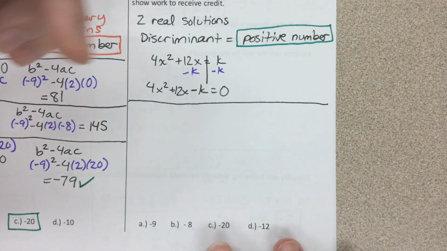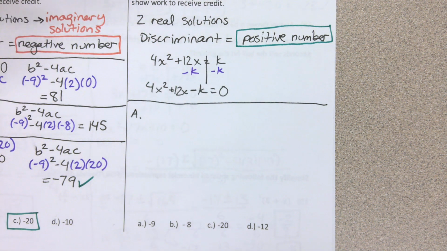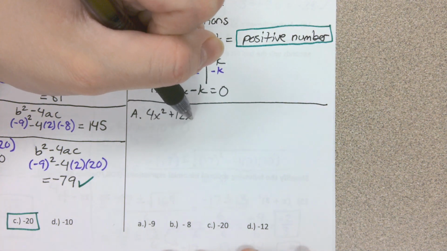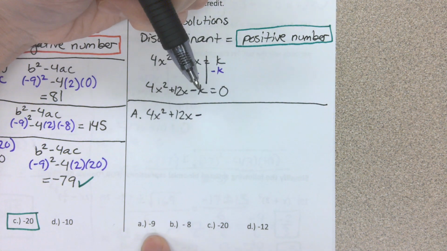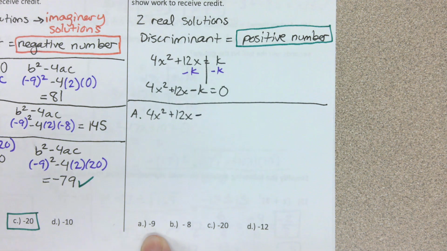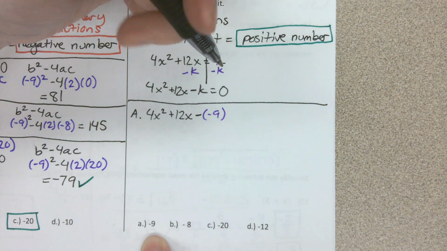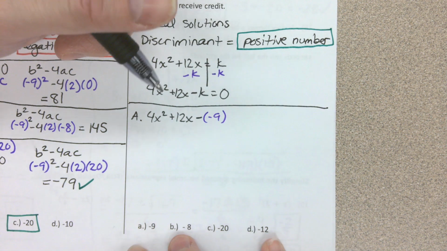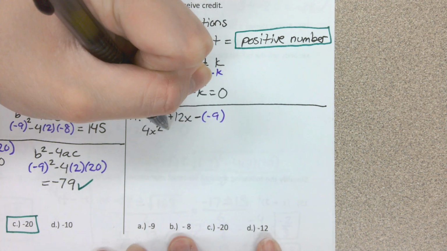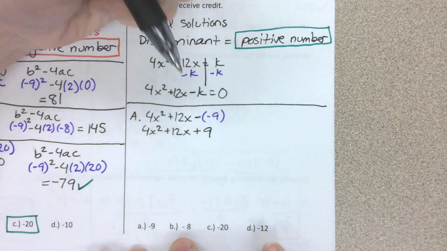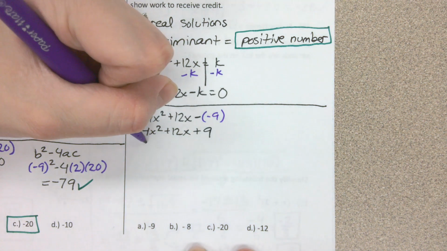All right, let's get started. A, we have 4x squared plus 12x minus k, and k is negative 9. And let me rewrite this again. 4x squared plus 12x minus a negative is a positive 9. Now I'll label a, b, c.